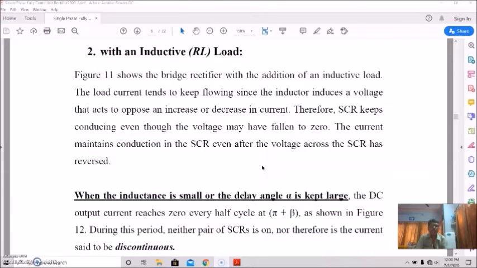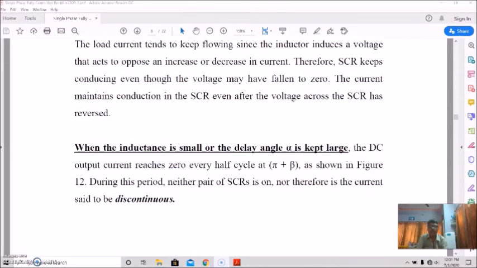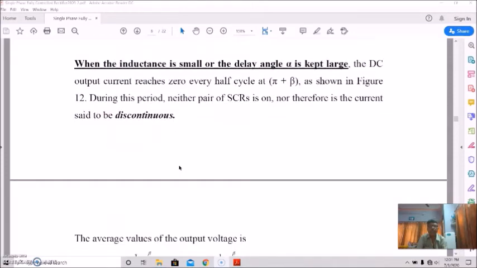Actually, the load current tends to keep flowing, since the inductor induces a voltage that acts to oppose an increase or decrease in current. Therefore, the SCR keeps conducting even though the voltage may have fallen to zero. The current maintains conduction in the SCRs even after the voltage across the SCR has reversed. So with this, we first discuss the inductance of very low value.